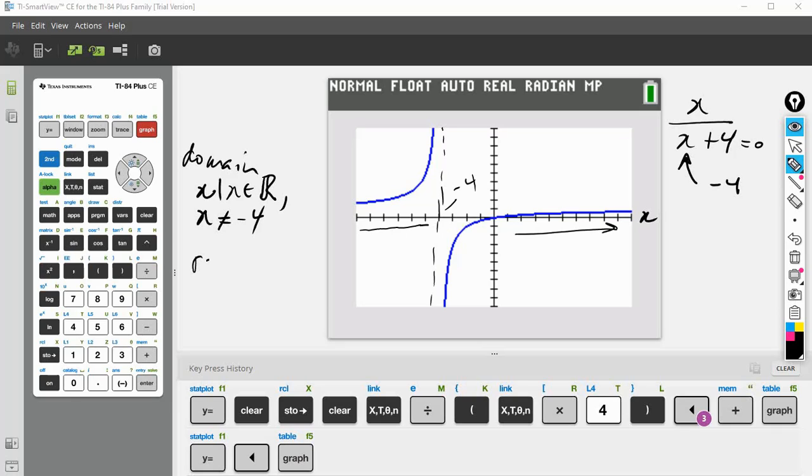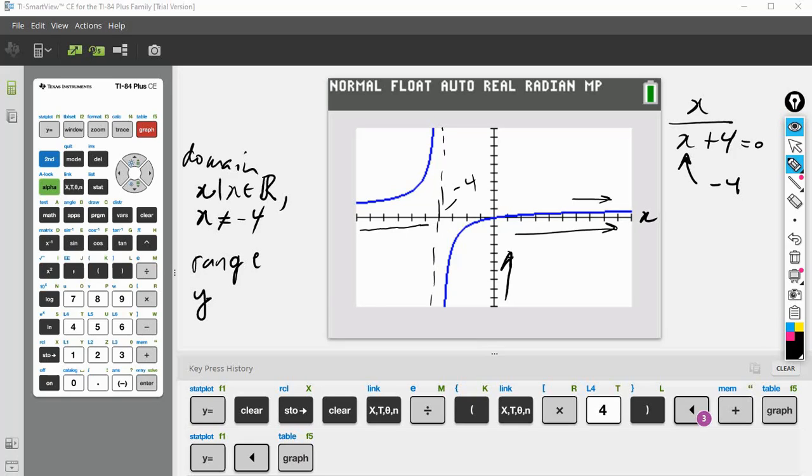So the range is going to be the output or the y values, right? The y values. So we have to look at the graph in terms of y. Before we went from left to right, now we have to go from bottom to top. So notice that we go up, we go up, we go up, and then all of a sudden this thing turns right and then just splits. I mean, it goes here into infinity, but what happens to it?